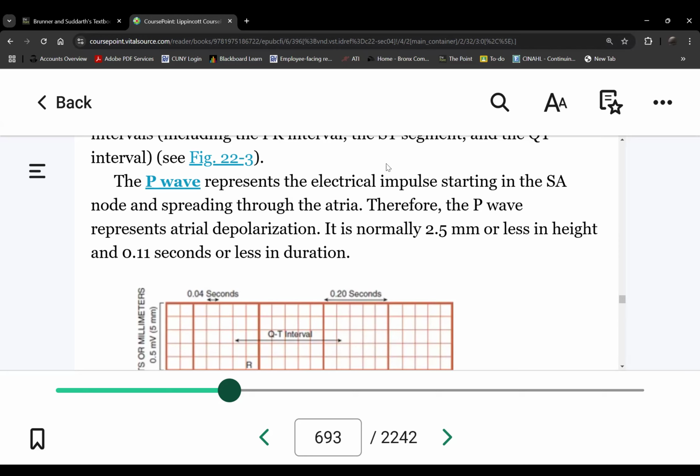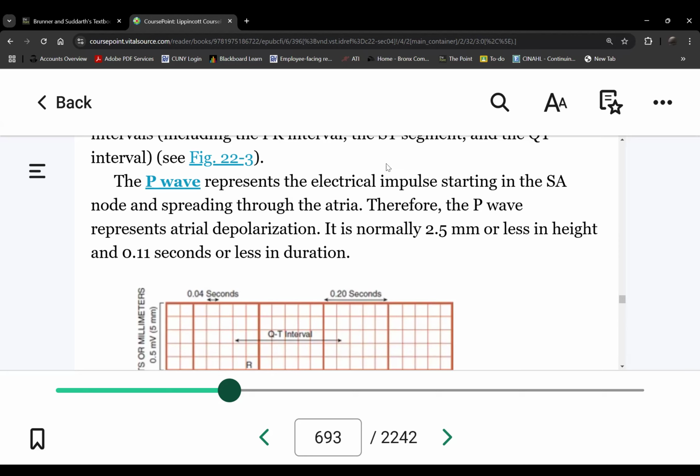Let me repeat. When you see a P wave, that means one of 2 things. 1, the electrical impulse was generated by the SA node, and it caused the atria to contract. That's if you see a P wave. So if you don't see a P wave, what two things are not present? The atria did not contract and the impulse did not come from the SA node.